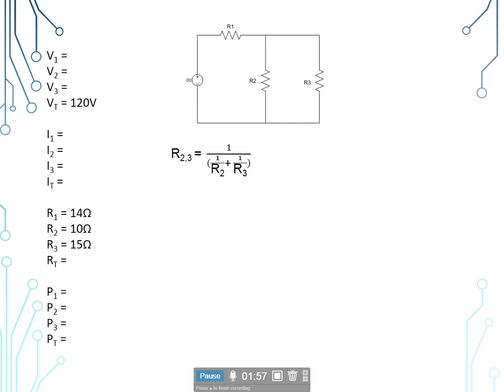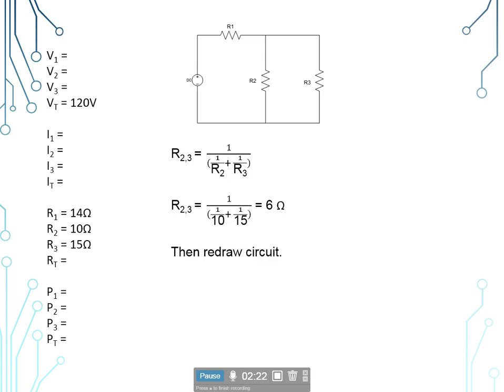R sub 2 will be 10 ohms and R sub 3 will be 15 ohms. And when we plug that in, that gives us a 6 ohm total for the parallel portion of the circuit. Now the smallest branch resistance of the parallel portion of the circuit is 10 ohms, and that 6 ohms does fall underneath it, so it meets the criteria, the rules we have for parallel circuits.